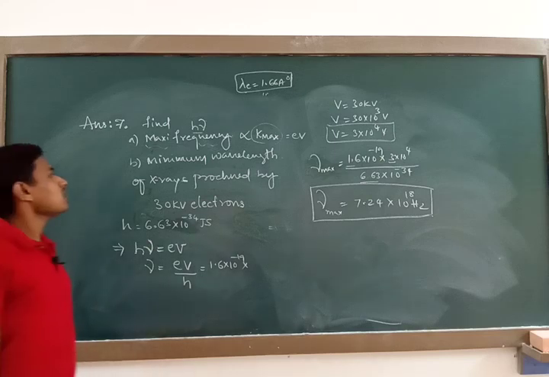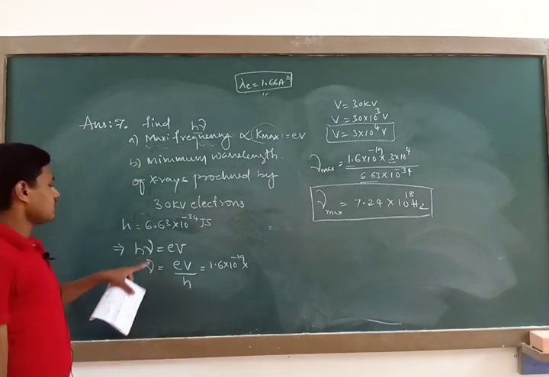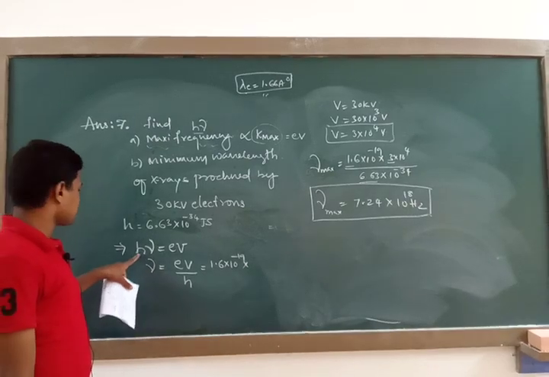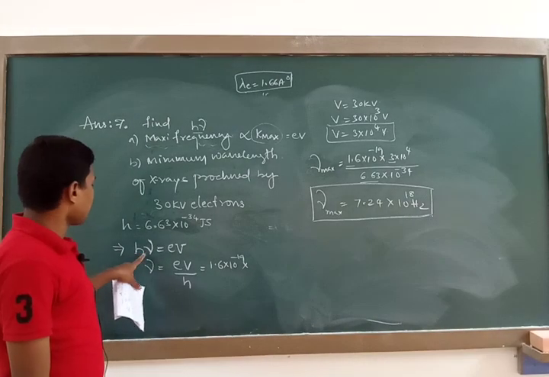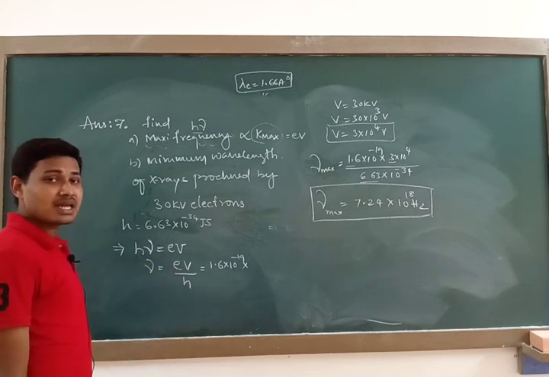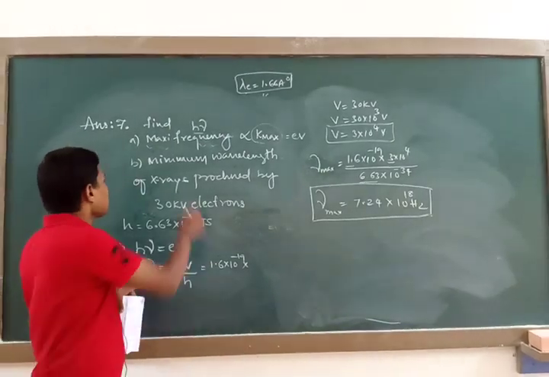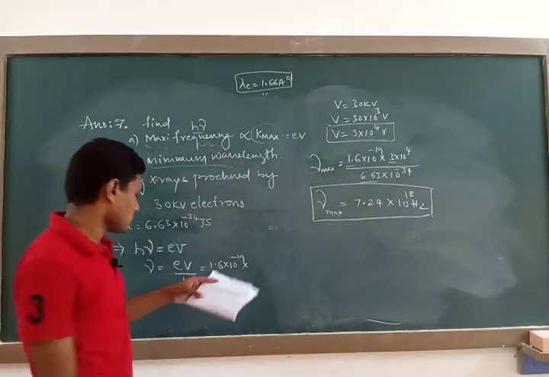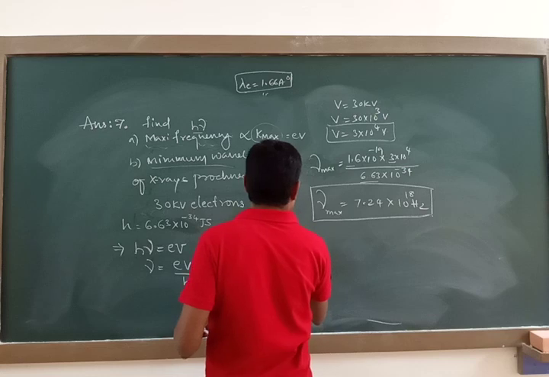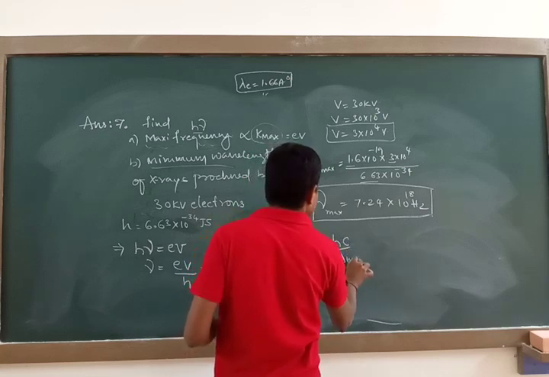Next, minimum wavelength. Remember, if this is the maximum frequency, what can I write here? h nu max, yes or no? Then it becomes hc divided by lambda minimum. If frequency is maximum, obviously wavelength is minimum. So once again, eV is equal to hc by lambda minimum.